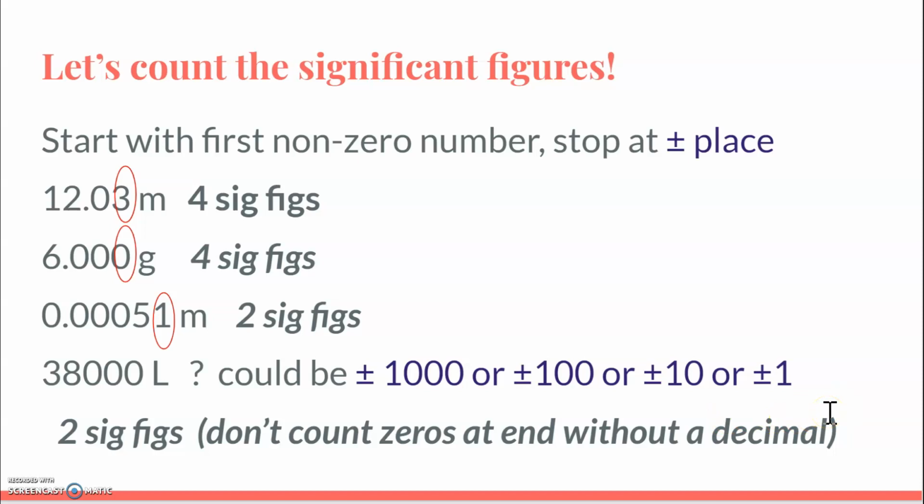So here we don't count those zeros at the end without a decimal because we're not sure if they're significant or not. So a quick little review, you count left to right, you start with the first non-zero number and you stop at the plus or minus place. For most numbers, the plus or minus place is the last digit on your right. However, if it's one of these multiples of 10, you don't count those zeros at the end without a decimal. So if you know where to start and you know where the plus or minus place is, you know where to stop, it's really easy to count them.